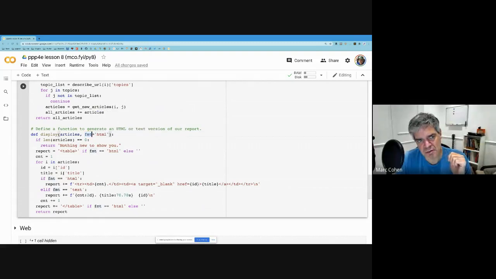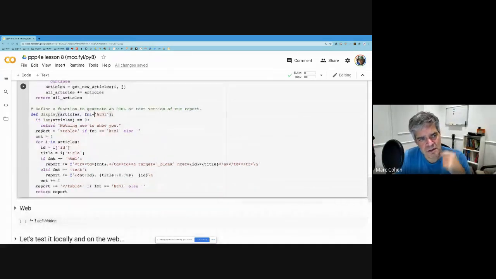When you put the equal sign in the definition of the function after one of these parameters, that sets a default value. So if you don't specify a format, it's going to assume HTML. You can also specify text. And this does the same thing as last week. If there's no articles, it says nothing new to show you. Otherwise, it sets report equal to table if format is HTML. Otherwise, it sets it to an empty string.